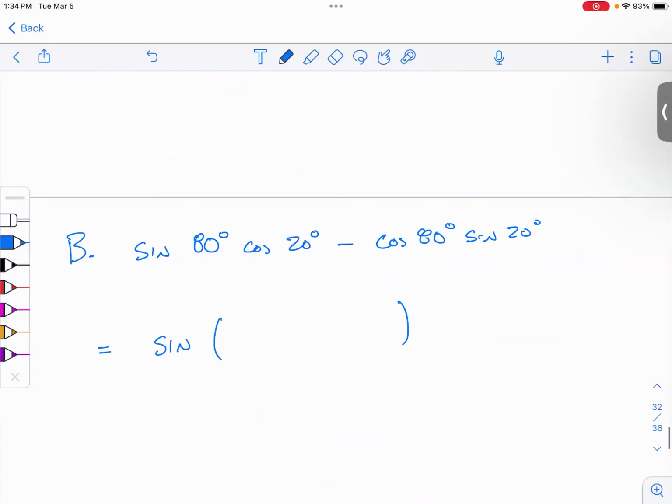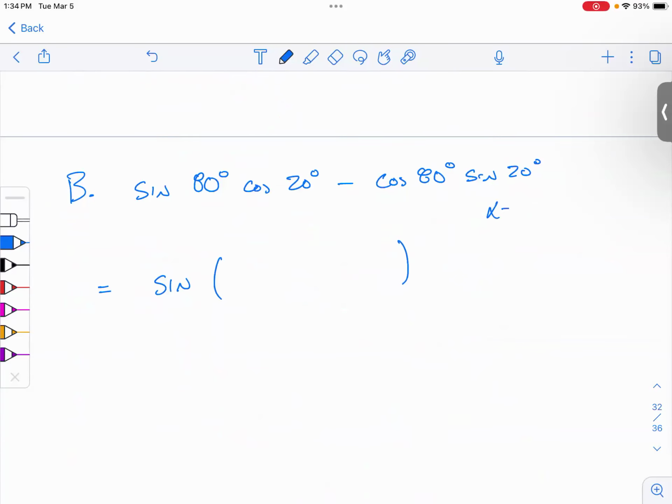All right, so alpha equals 80 degrees, theta equals 20 degrees, and it's the subtraction of the two. So this becomes sine of 60 degrees. And do we know what sine of 60 degrees is? √3/2. Yes.